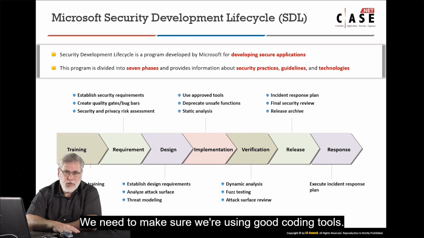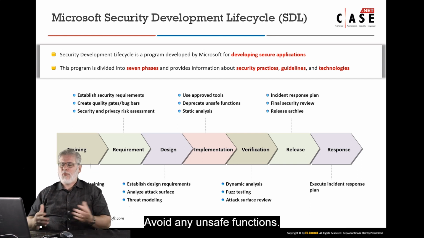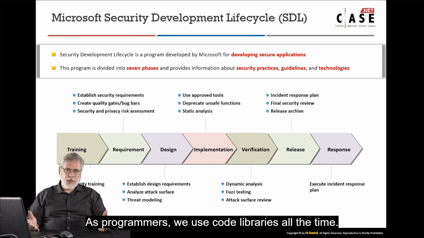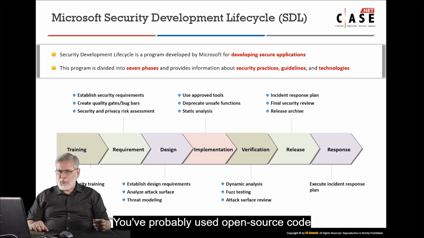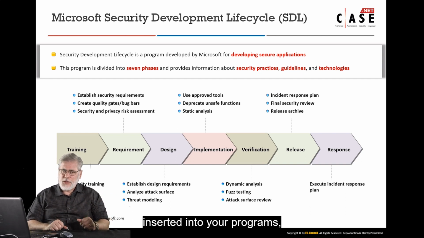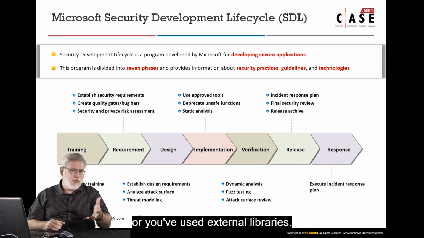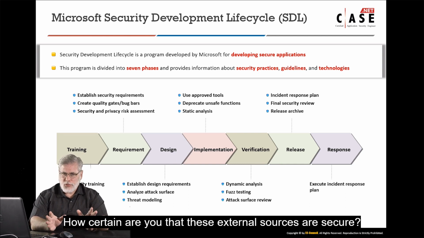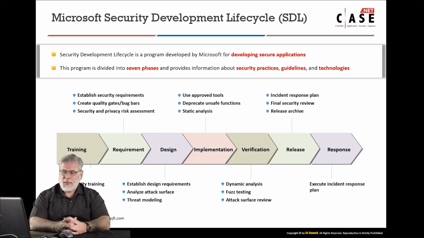We need to make sure we're using good coding tools. Avoid any unsafe functions. Now, what do I mean here? As programmers, we use code libraries all the time. You've probably used open source code, inserted it into your programs, or you've used external libraries. How certain are you that these external sources are secure? Let's make sure that they are.